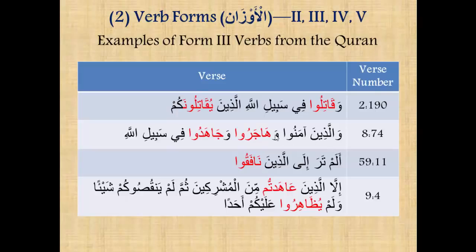وَالَّذِينَ آمَنُوا وَهَاجَرُوا وَجَاهَدُوا فِي سَبِيلِ اللَّهِ. هَاجَرَ and جَاهَدَ. Form 3 verbs. أَلَمْ تَرَ إِلَى الَّذِينَ نَافَقُوا. نَافَقَ. Form 3 with the alif. إِلَّا الَّذِينَ عَاهَدتُّم مِّنَ الْمُشْرِكِينَ ثُمَّ لَمْ يَنقُصُوكُمْ شَيْئًا وَلَمْ يُظَاهِرُوا عَلَيْكُمْ أَحَدًا. عَاهَدَ, we have عَاهَدتُّم conjugated for أنتم in the past tense, and then we have يُظَاهِرُ. So these are all Form 3 verbs taken from the Quran.